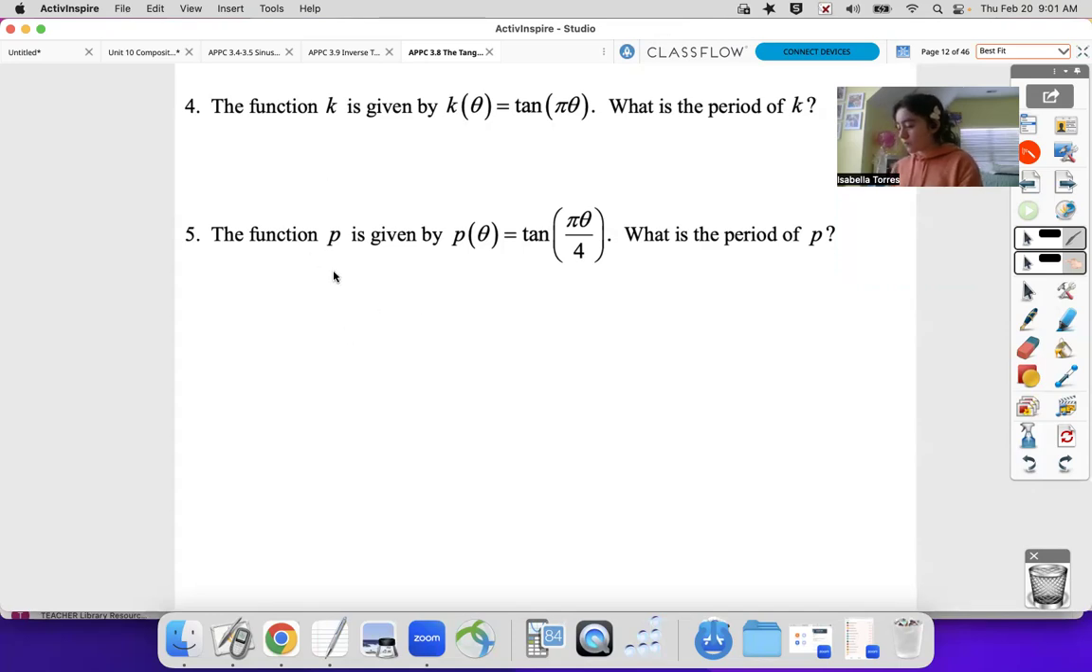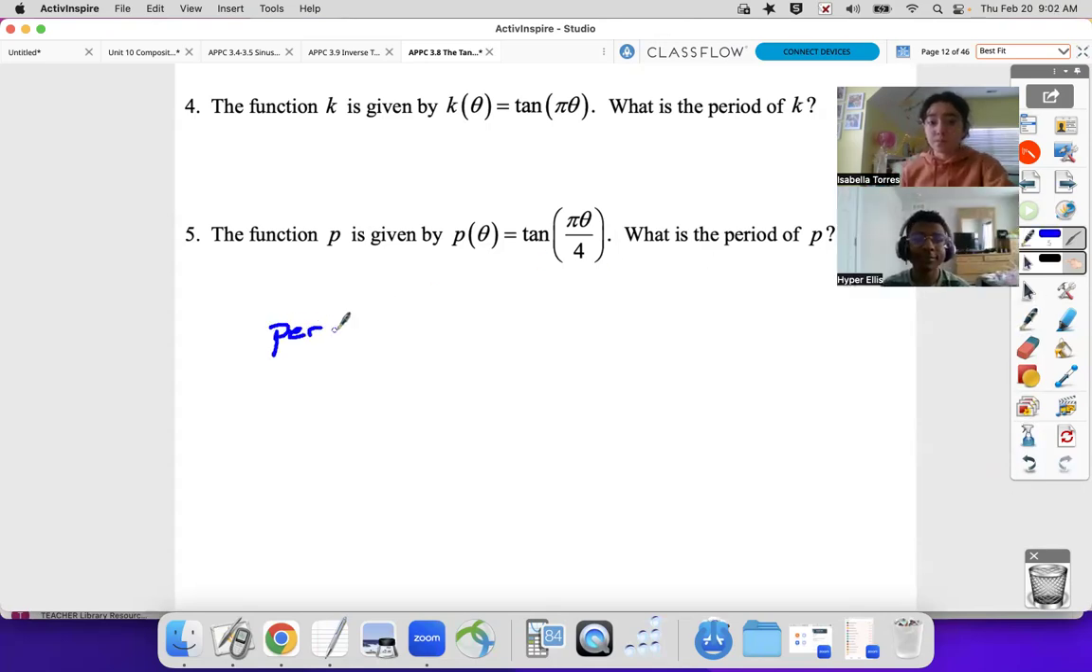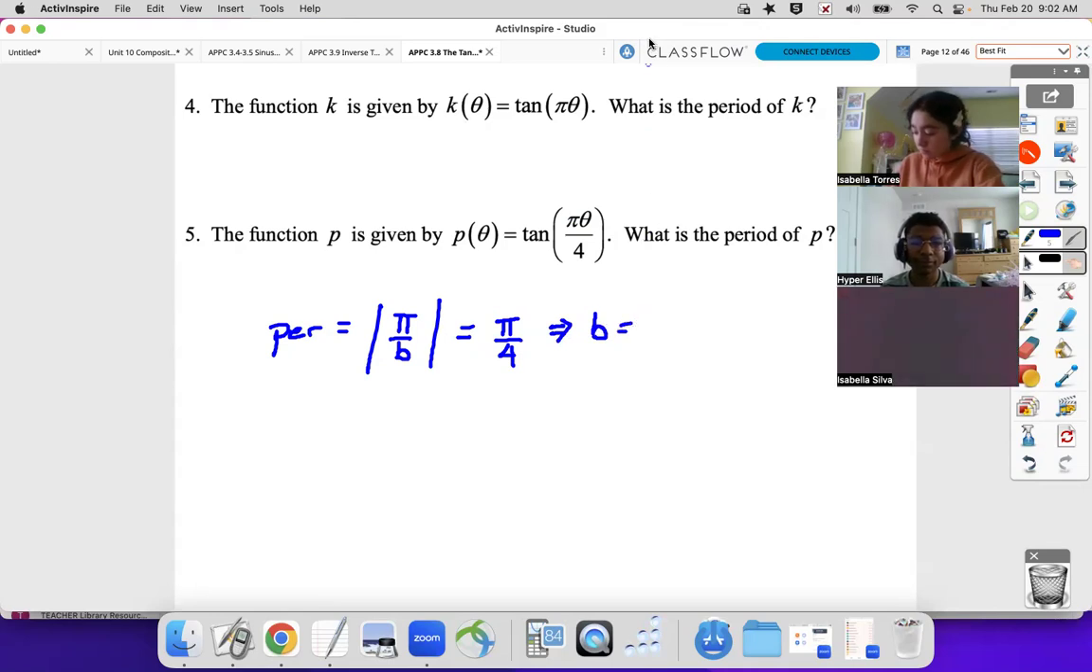Okay, so remember, if this one says, what is the period? We know that for a tangent function, the period equals the absolute value of pi over b. And so we're using the pi over 4, not the theta. So we set that equal to pi over 4. And so what is b? I don't think I'm answering the question they want. They want to know what the period is.